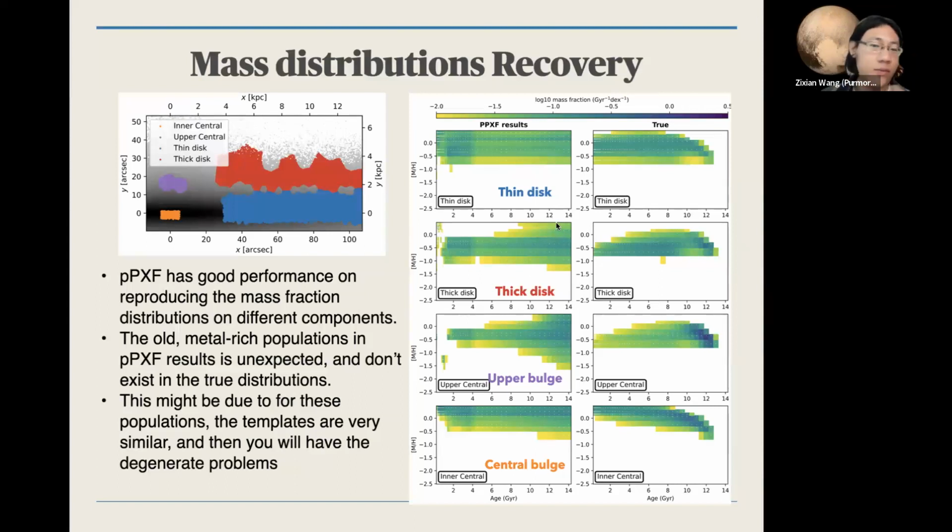This is not really physical, and I think this is purely due to that in this region, the spectral templates are very similar to each other. So in this sense, it will be really easy to be covered by the signal noise or by the flux noise. So PPXF makes it really hard to tell what's the true mass fraction in this region. I think this question has been addressed by some previous studies as well.